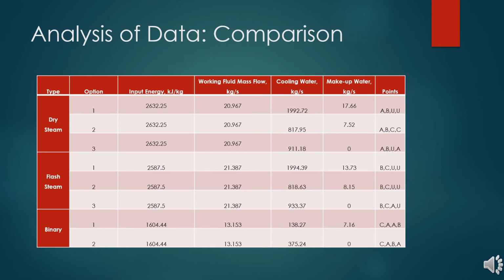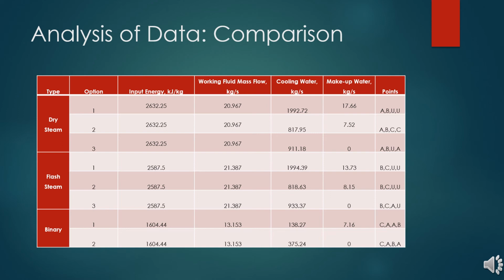Analysis was done to see which option of which geothermal power plant was the most suitable. For the field of input energy, the higher values are seen as more favorable, and for the remaining fields, the lower values are seen as more favorable. Whichever option was best for a particular category received an A. The second best received a B, and third best received a C. The options that didn't place first, second, or third were given a U.